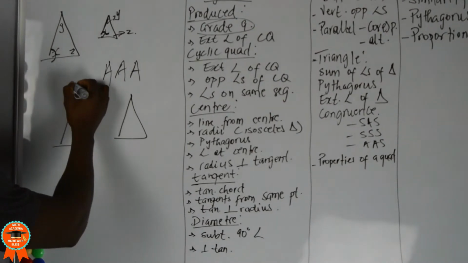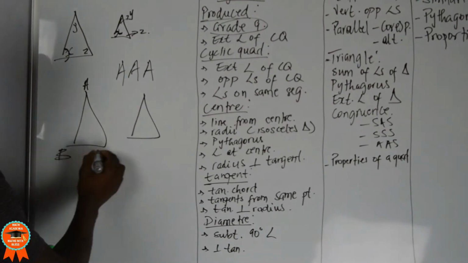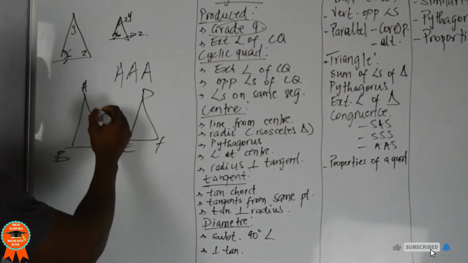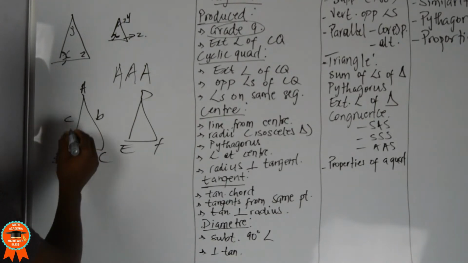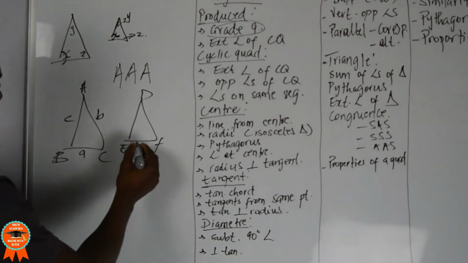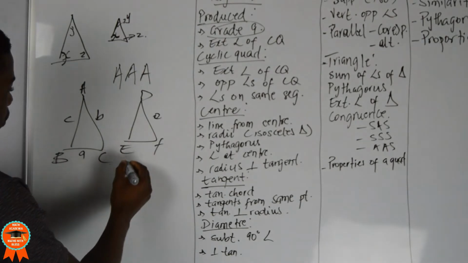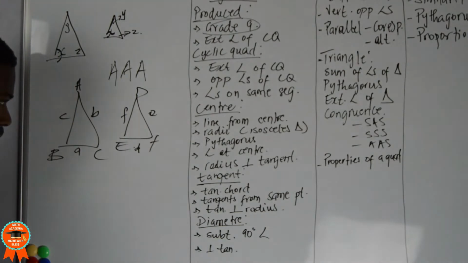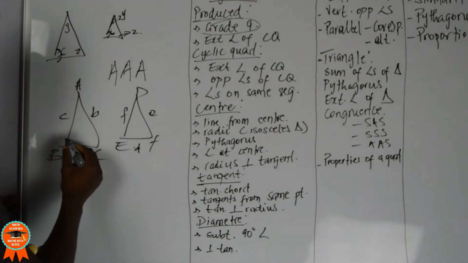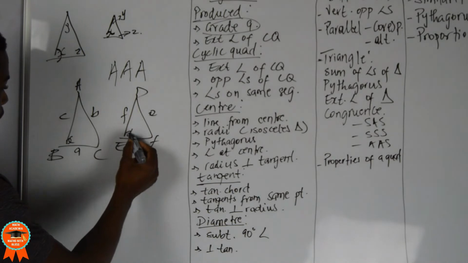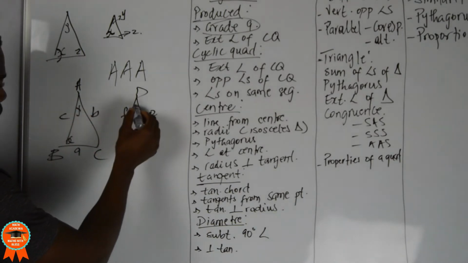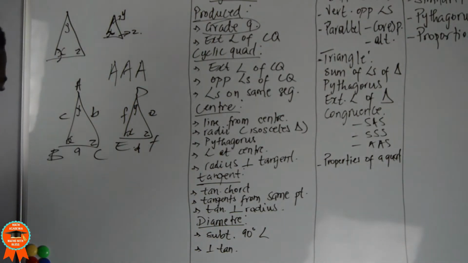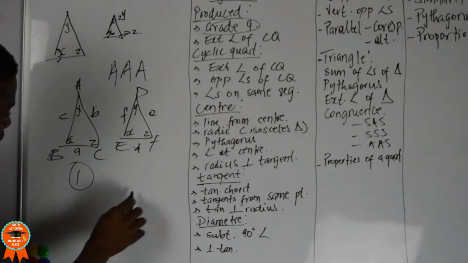Now let's name the triangles ABC and DEF. And then we'll name this side B, this side C, that side A. And then this side will be small letter E, this side will be small letter D, small letter F. Then this angle X is corresponding to X, Y corresponds to Y, then corresponding Z and Z.